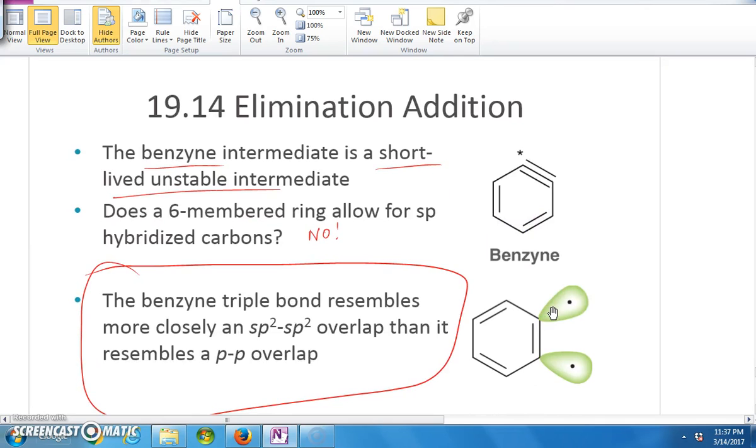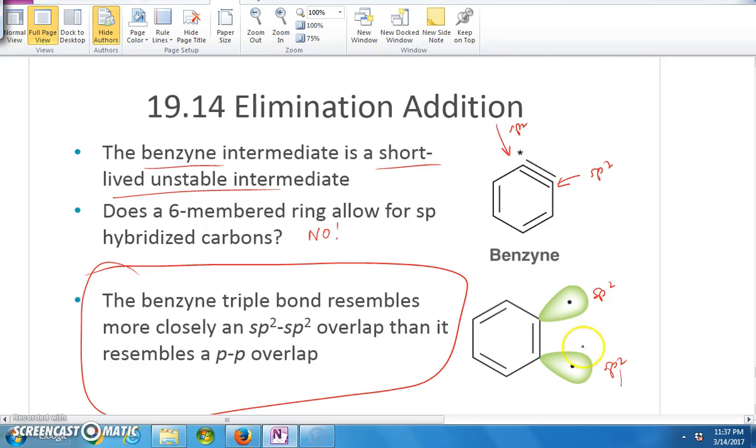So the benzyne intermediate is a short-lived, unstable intermediate. Does the six-membered ring allow for sp hybridized carbons? No, it doesn't allow for sp hybridized carbon. Rather, this third bond here is actually a result of the overlap of two sp2 hybridized orbitals. So these are actually sp2. So this doesn't behave as a normal triple bond. See, this carbon here is still sp2 hybridized, and this is sp2 hybridized.